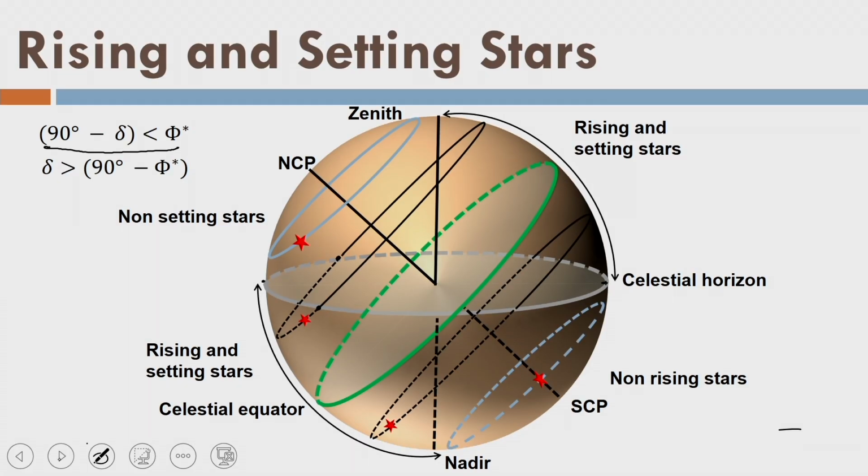Okay. So, now you can just open the star catalog and find out which star has delta more than the co-latitude of your place, and those stars will never set below your horizon, or rather they will be circumpolar stars, or they will always appear in the sky every day. So, that is the idea here. Similarly, you can develop other definitions for non-rising stars and rising and setting stars. So, let us go ahead.